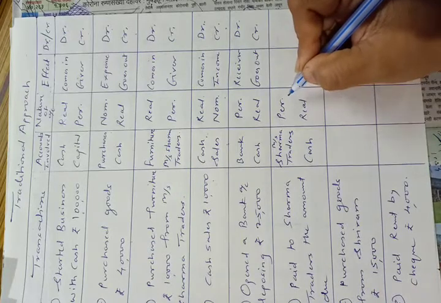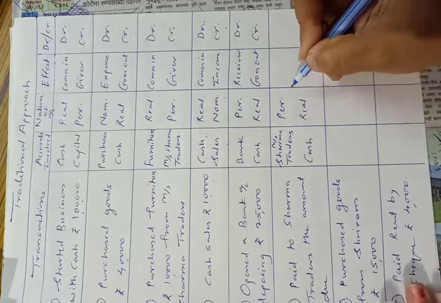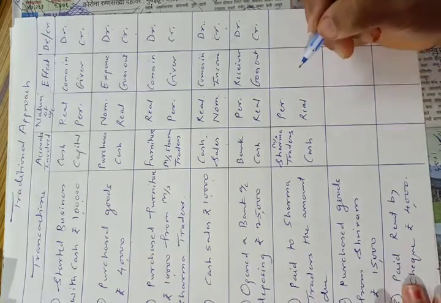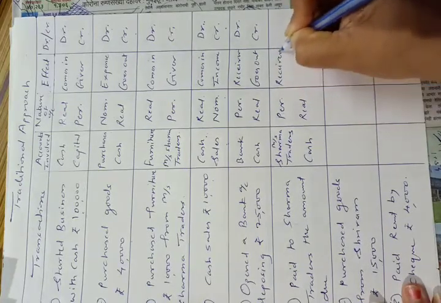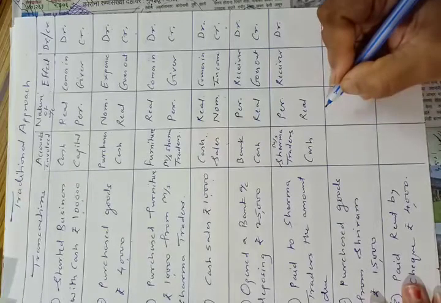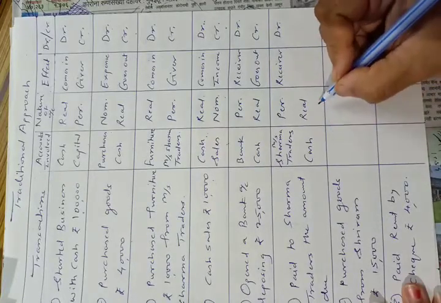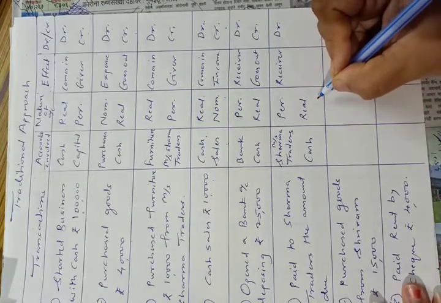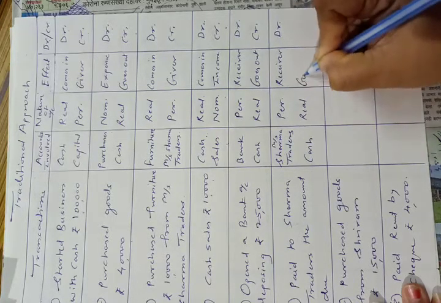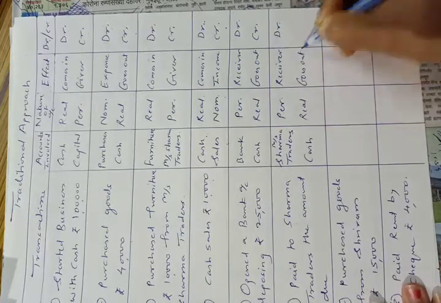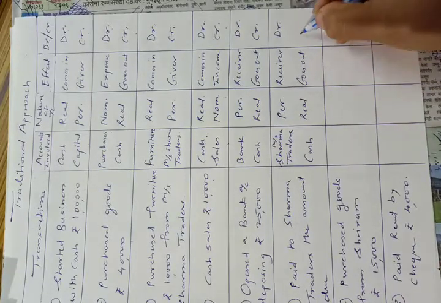The rule of personal accounts says debit the receiver, credit the giver. As we are paying cash, Sharma Traders is the receiver, so debit the receiver. And the cash account is a real account, so follow the real accounts rule: debit what comes in, credit what goes out. Here we are paying cash to Sharma Traders, so cash goes out from us, from our business. So the rule says credit what goes out.